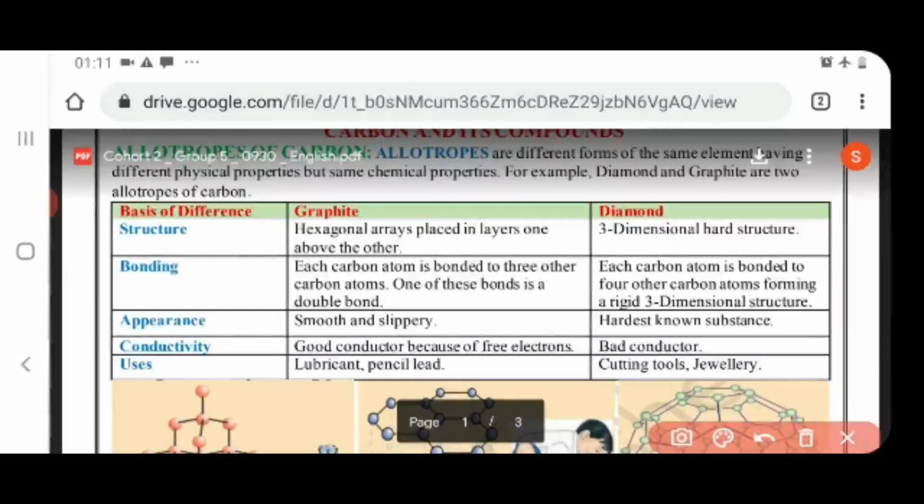Now next is the appearance. Appearance, graphite is smooth and slippery whereas diamond is hard. बहुत ही ज़बरदस्त डिफरेंस है, एक स्मूथ एंड स्लिपरी है, दूसरा हार्ड है.